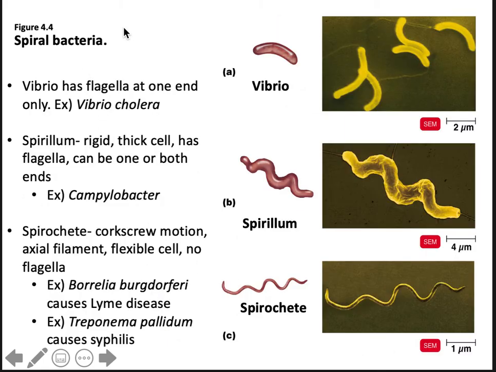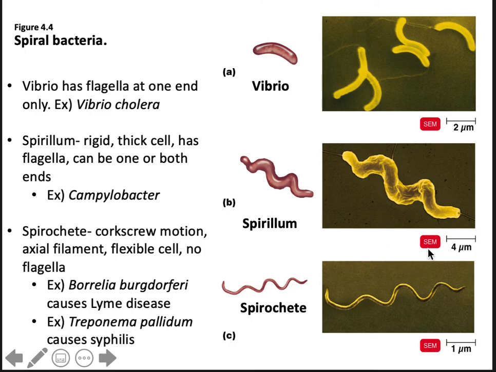Okay, so you don't always have circular or rod shapes. Sometimes you have spiral or even curved bacteria. So Vibrio looks kind of like macaroni, right? And notice it also has a single flagellum coming out at the end. This is a scanning electron micrograph, so you're getting very high resolution and you can actually see the flagellum. You would not be able to do this with the regular microscopes that we have in lab.